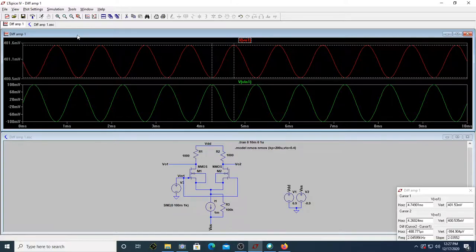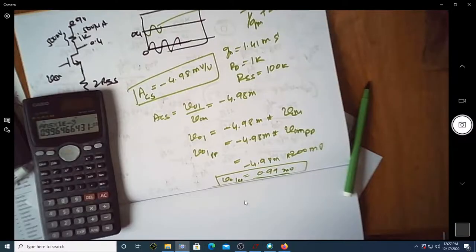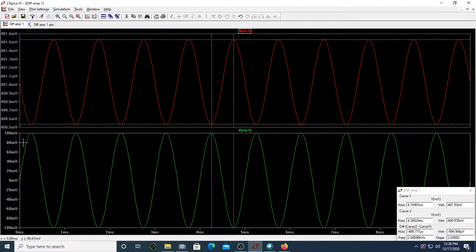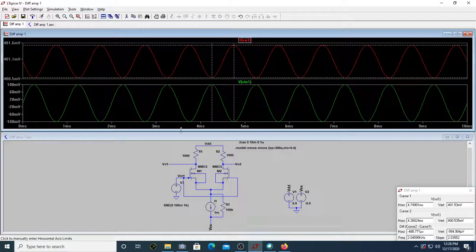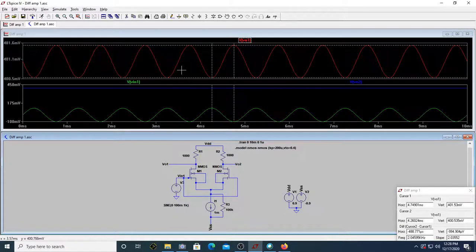If you notice one more thing, the input voltage and V01 are in opposite phase. That's why it was minus RD by 1 over Gm plus 2RSS, so we wrote this negative sign. This minus can be seen in that out of phase condition. Can you see this is the input voltage which is rising, and this is the output voltage which is going down? This is V01. If you see V02, can you see V02 is also in the same direction?